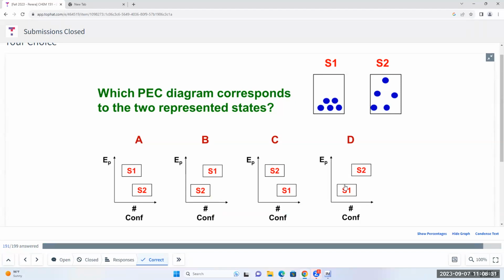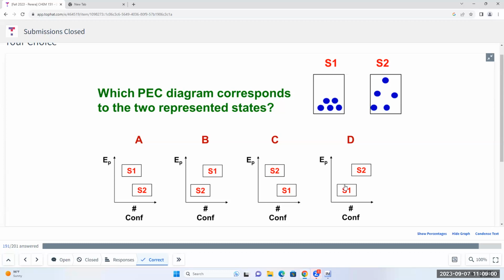Now, again, just to remind us, I have a few people selecting some other answers here and there as well. So just to bring everybody to the same page, in the PEC diagram, we have the potential energy axis and the number of configurations axis. And if you consider these two states, S1 and S2, in S2, we have particles far apart from each other, meaning they're going to have weaker attractive interactions between the particles. Weaker attractive interactions between the particles, higher the potential energy. And that's why we place S2 at a higher level in the potential energy axis.